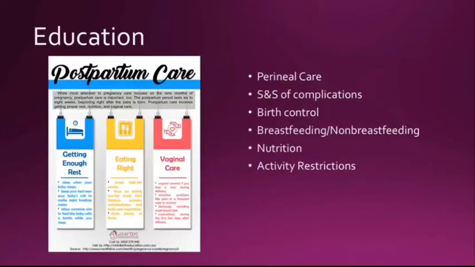So we want to make sure that we go over and address their birth control options, because it can happen. If they're having sex in that first 6 weeks postpartum, they can absolutely get pregnant in that time frame. So we want to make sure we're offering birth control options. And just so we're completely clear on this, breastfeeding in and of itself is not a birth control method. So we do have patients that can get pregnant while they're breastfeeding.